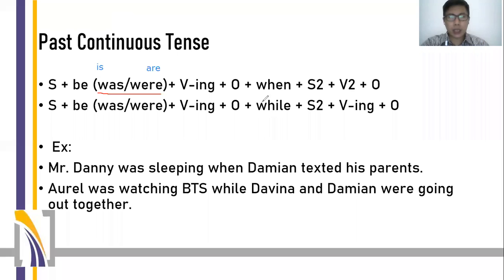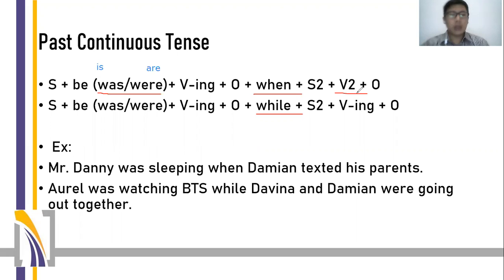Now, you maybe see that there is when and there is while. What are the differences between the two of them? When you use when, it is for something that is happening and another thing also happened. So we use verb to if we use when, because you could say it's something that is in a different place, in a different country.